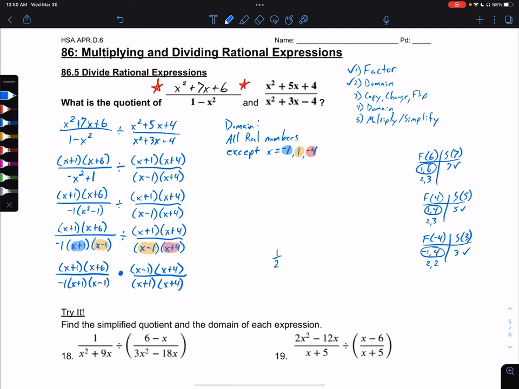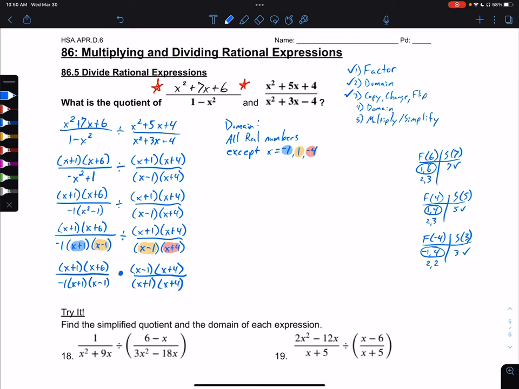Remember, if you have something like 1/2 divided by, let's say, 3/10, that's the same as multiplying by 10/3, right? Instead of dividing, we multiply by the reciprocal. So we're applying that same concept just with a rational expression. So we copy, change, flip.